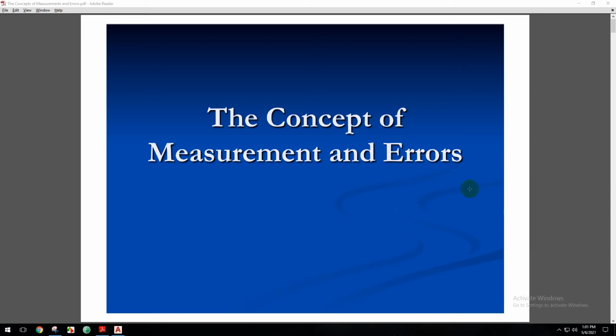So let's start our class. Our topic for today is the concept of measurement and errors.